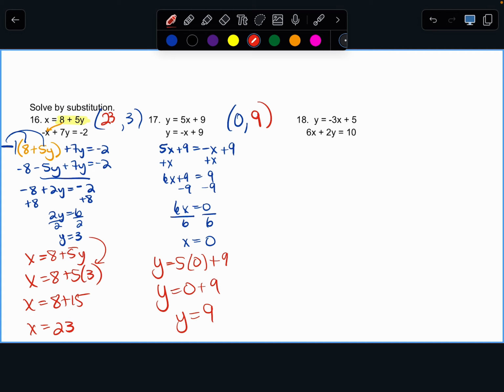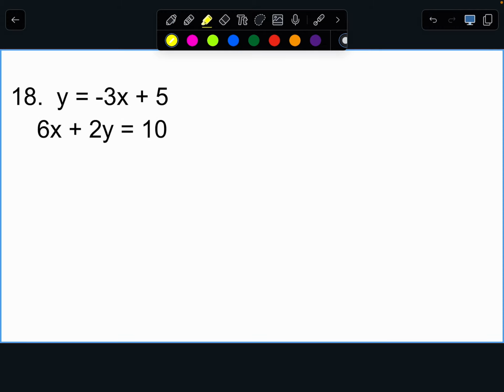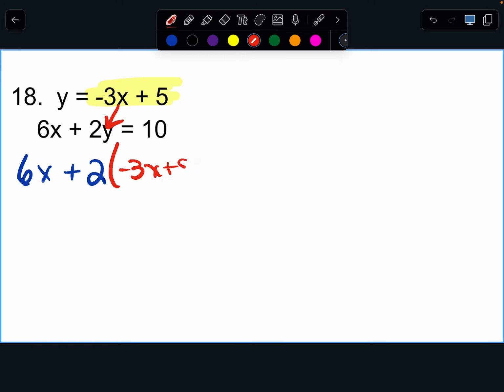And that was the y-intercept, so you didn't actually have to do that part. This one right here, this is what y equals. I'm going to take what y equals, and I'm going to plug it in for this y. So I write down the 6x, I write down the plus, I write down the 2, I replace the y with negative 3x plus 5 equals 10.